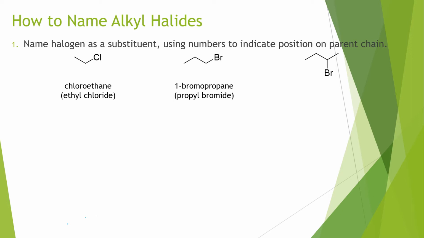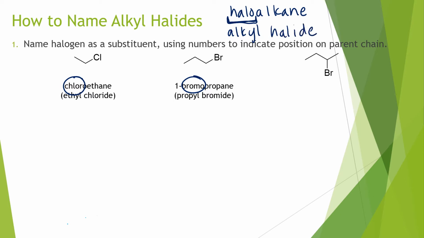So the IUPAC structure is always to name it as haloalkane, where you sub in the prefix for the halogen, such as chloro or bromo. And the common naming is alkyl halide. So ethyl chloride, propyl bromide. If you have the bromine on the second carbon of a butane chain, you would call it 2-bromobutane, or you could call it sec-butyl bromide. But again, the IUPAC name is the preferred naming scheme.